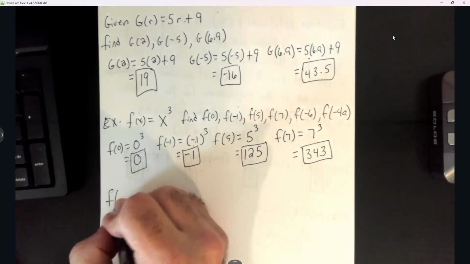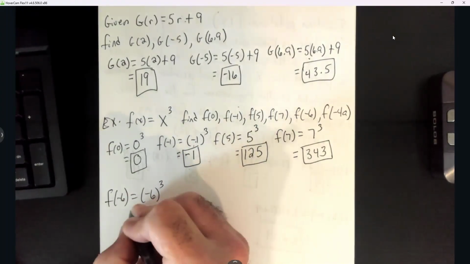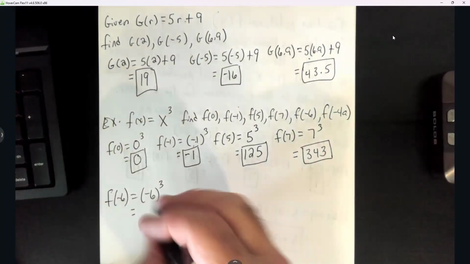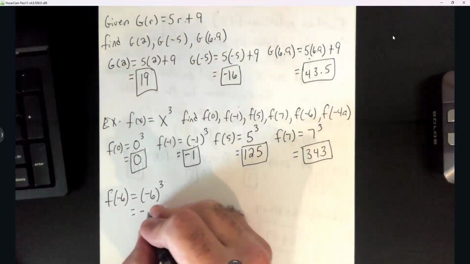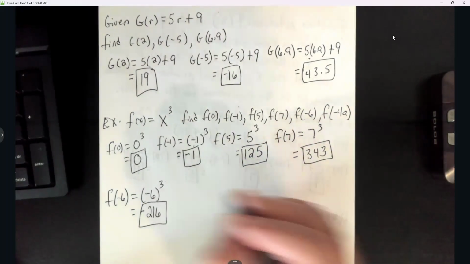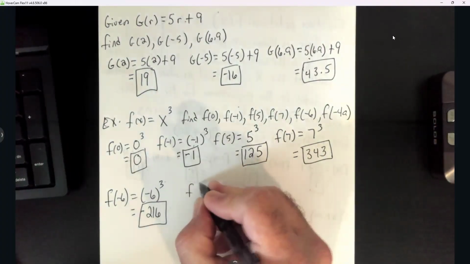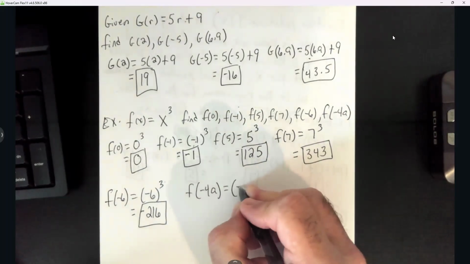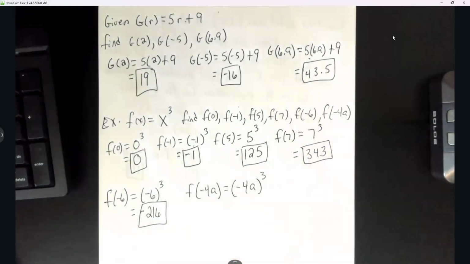f of -6. That's going to equal -6 cubed. And good job, y'all got my sign, because remember, negative to an odd will be negative. And then it's a 216. All right, y'all are good there. But I got a tricky one left. And that is f of -4a. That's going to be -4a cubed.